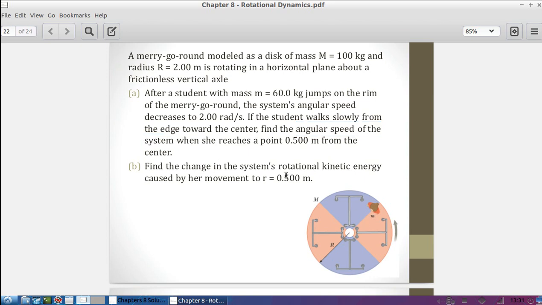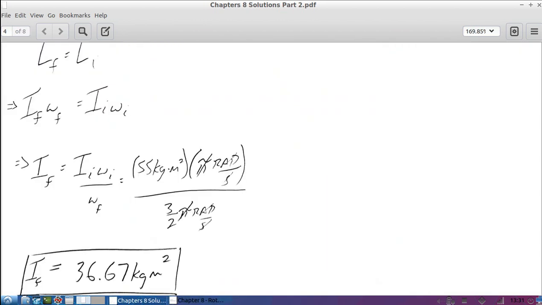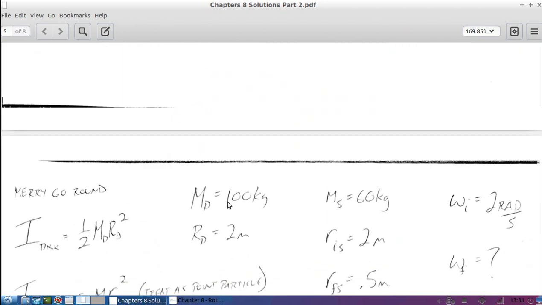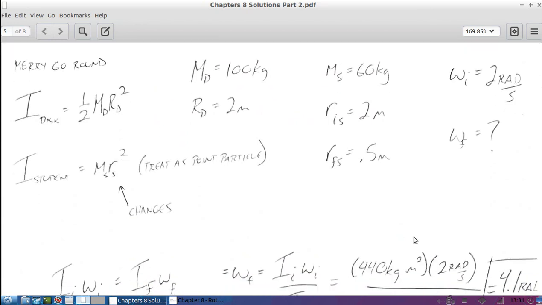Part B is finding the change in rotational kinetic energy. So I'm just going to calculate the initial and the final rotational kinetic energy of the system, and then we'll see what that change is. Okay. So the first part, I'm going to set it up again like a conservation of angular momentum problem.